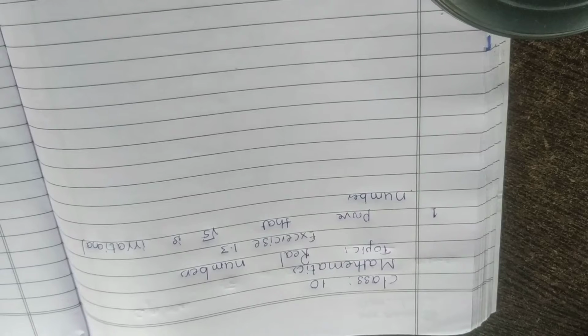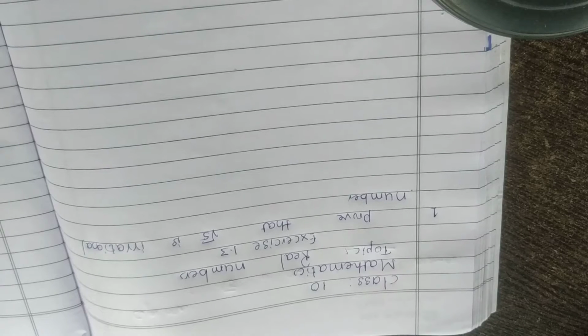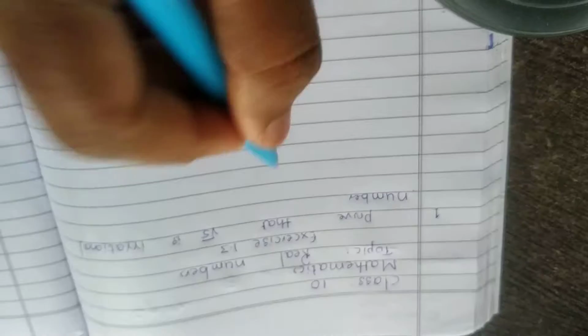Dear students, as you know the meaning of rational numbers and irrational numbers from previous classes, the P by Q or A by B form of every number is called a rational number. The conditions are that A and B are any integers, B should not equal 0, and A and B must be co-prime numbers. So we shall prove that root 5 is an irrational number by assuming root 5 as a rational number.